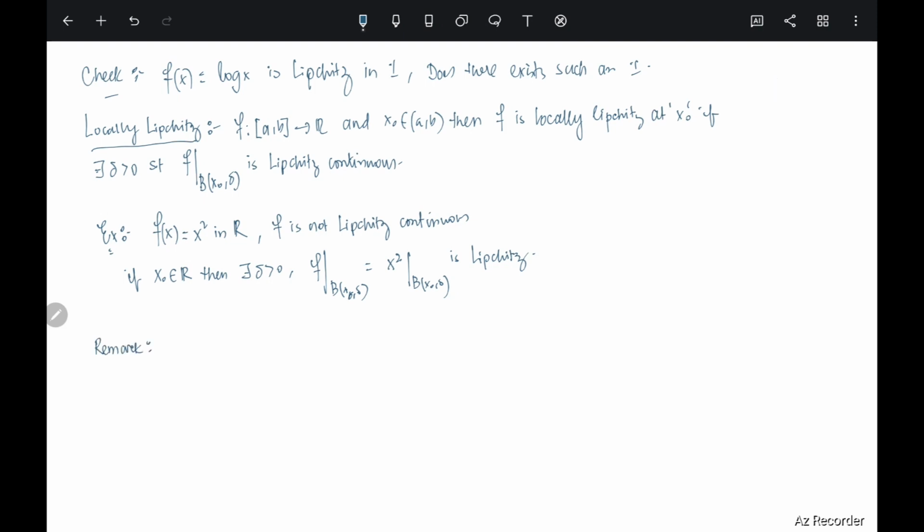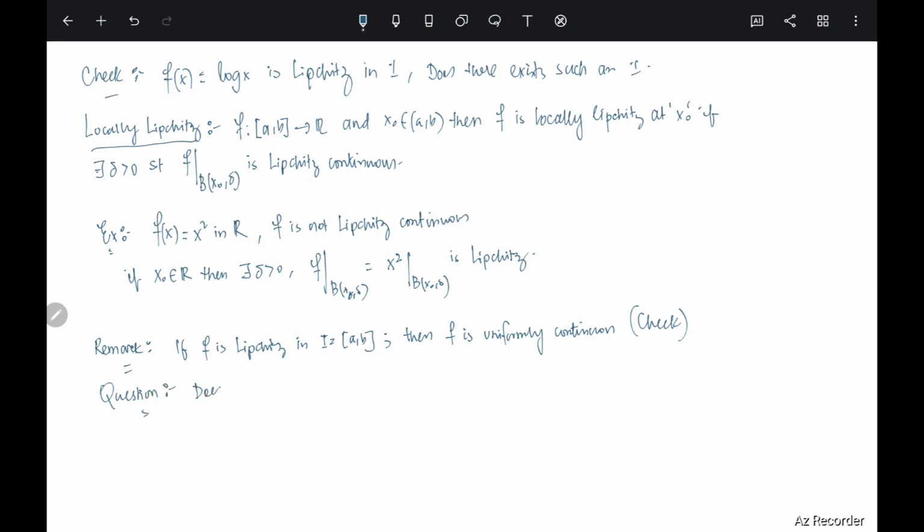Let's say f is Lipschitz continuous in whatever interval I, which is (a, b). It can be R also. So if f is Lipschitz continuous in I, then f is uniformly continuous. This is very easy to check. Please do that. I want you to check this part. But now the question which I want to pose here is this.